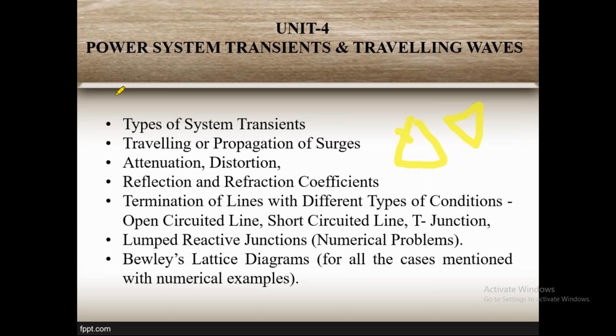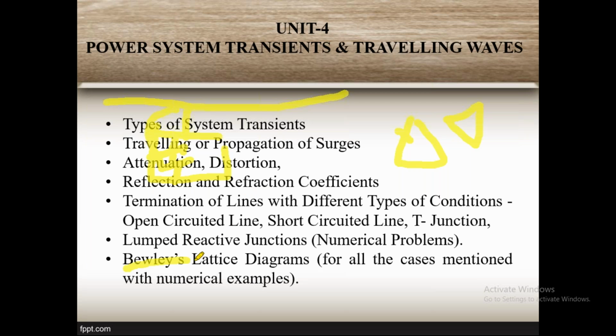Lumped reactive junctions means that in the transmission lines, in some areas, there are compensating devices like capacitors, inductors, and reactors. The function of this device is to boost up the voltage if any disturbances occur in the transmission lines. That is called a lumped reactive junction. Lumped means we can easily remove it and easily insert it in the transmission line. That is called lumped.